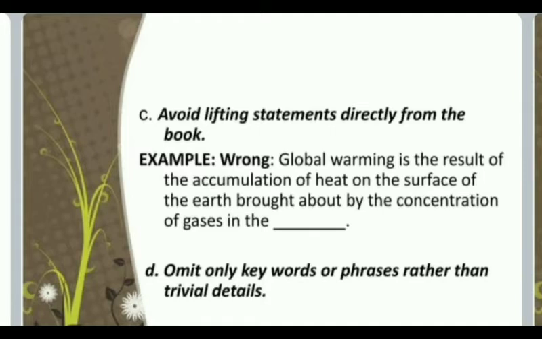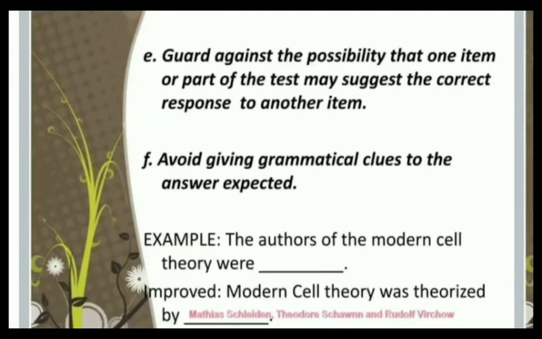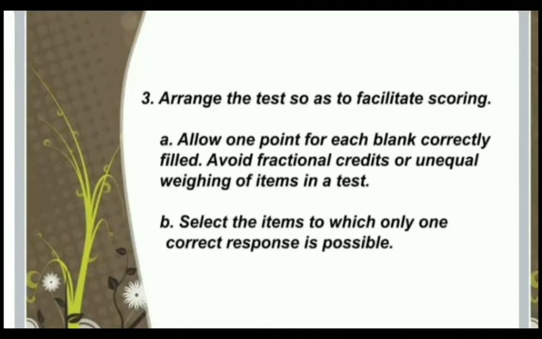The next is D. Omit only keywords or phrases rather than trivial details. E. Guard against the possibility that one item or part of the test may suggest the correct response to another item. F. Avoid giving grammatical clues to the answer expected. Example: the authors of the modern cell theory were blank. To improve it: modern cell theory was theorized by Matthias Schleiden, Theodor Schwann, and Rudolf Virchow. So now let's proceed to number 3.